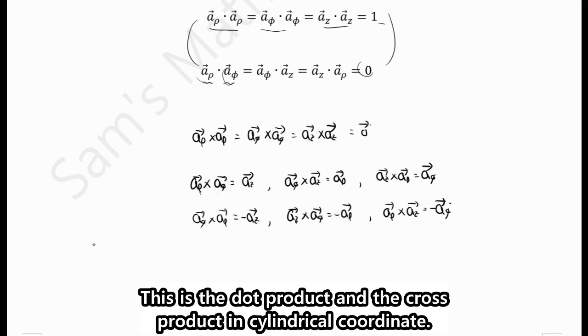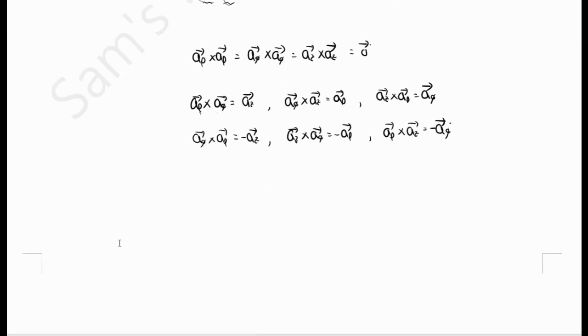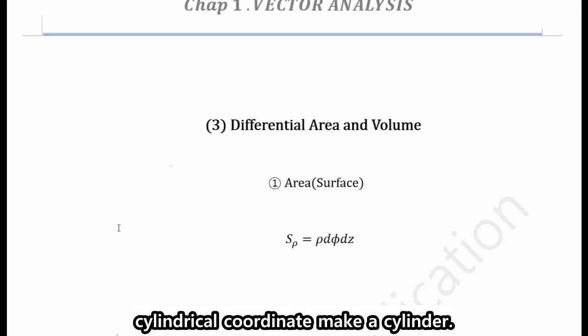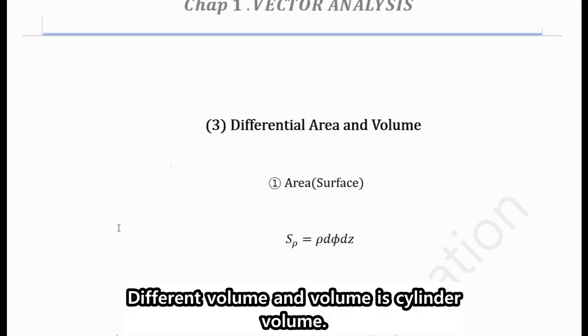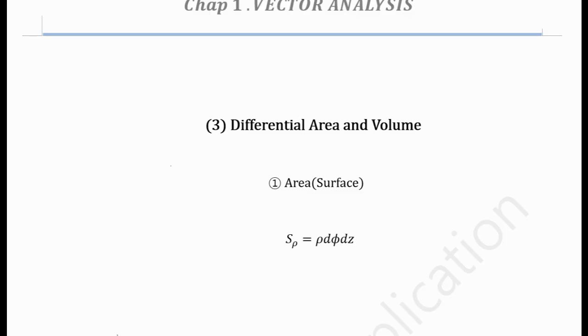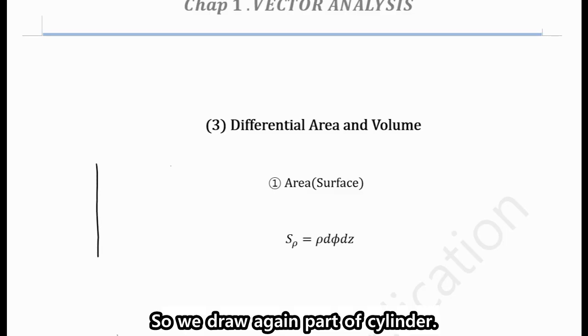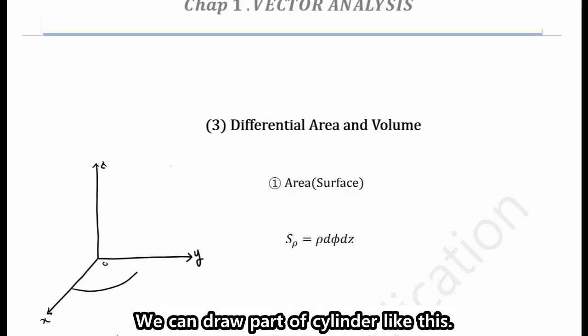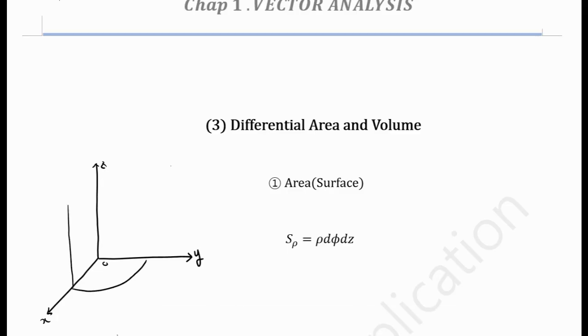This is the dot product and cross product in cylindrical coordinates. Next is differential area and volume. Cylindrical coordinates make a cylinder. The differential volume is a cylinder volume, so we draw again part of the cylinder, with axes y, x, and z equals 0. We can draw part of the cylinder like this.